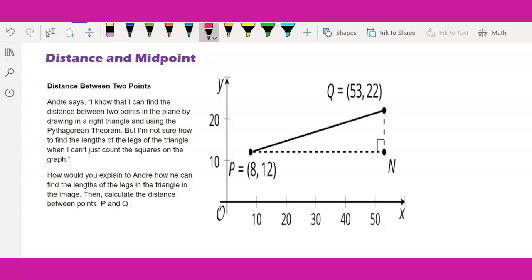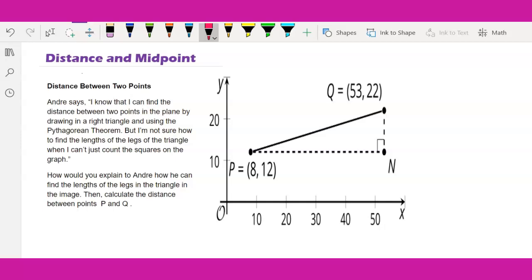Andre says, I know that I can find the distance between 2 points in the plane by drawing in a right triangle and using the Pythagorean theorem. But I'm not sure how to find the lengths of the legs of the triangle when I can't just count the squares on the graph.